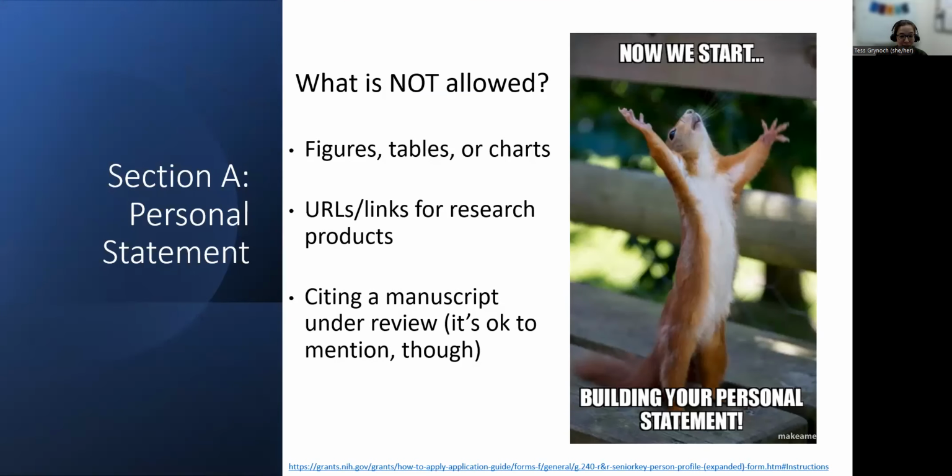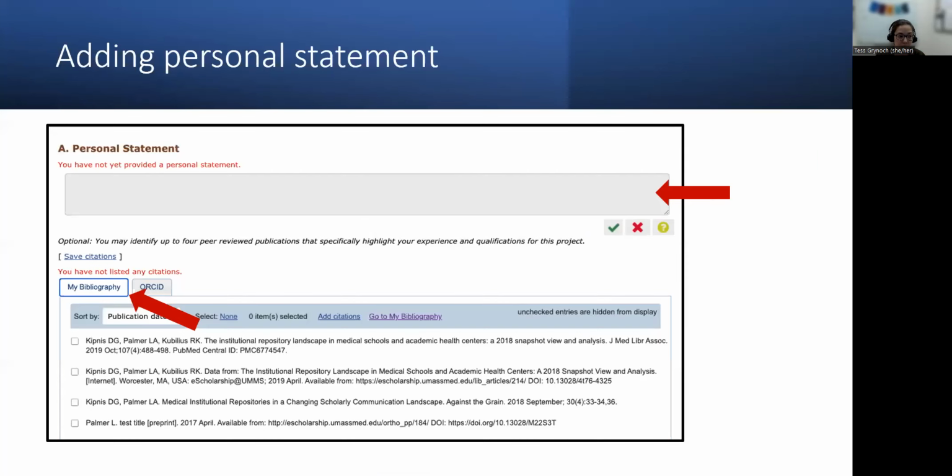But what's not allowed in this personal statement? You cannot include any figures, tables, or charts, no URLs or links, and you can't cite a manuscript that's under review, but you can mention it. So you can talk about it in the text, but you can't use it as a research product.